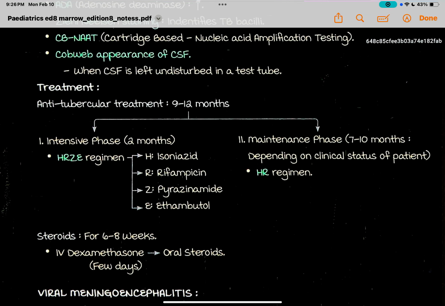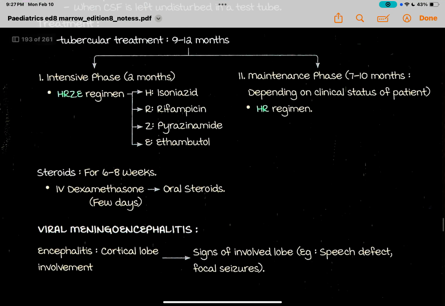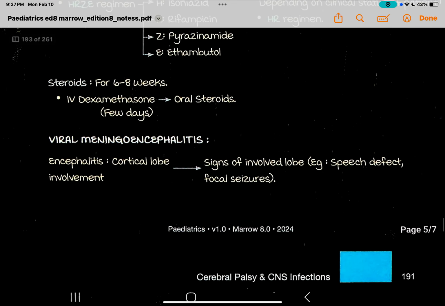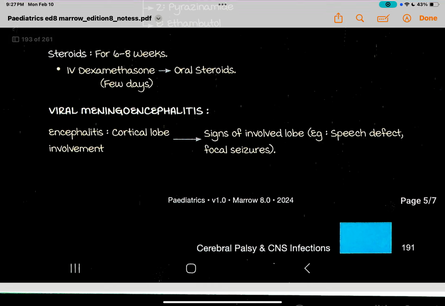Maintenance phase: depending on the clinical status of the patient, you give the HR regimen, H for isoniazid and R for rifampicin. Steroids for 6 to 8 weeks: you give IV dexamethasone for a few days, then oral steroids.